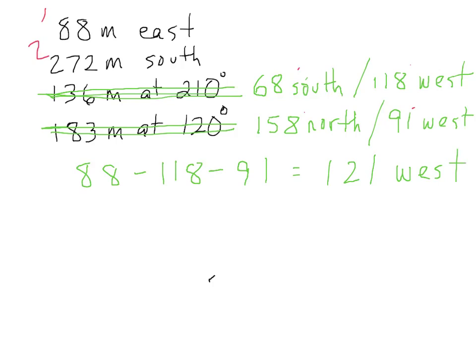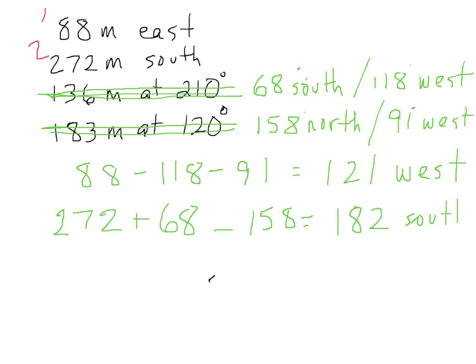Now I'm going to deal with the north-south ones. Be a little smarter about this. I noticed that my south vectors, the 2 vectors that are south, more than overcome the north vector. So I'm going to add those together first. So 272, that's a south vector. Add that to another 68 meters south, and then I'll subtract the 158 to the north. And that gets me 182. And remember, this was more south than north.